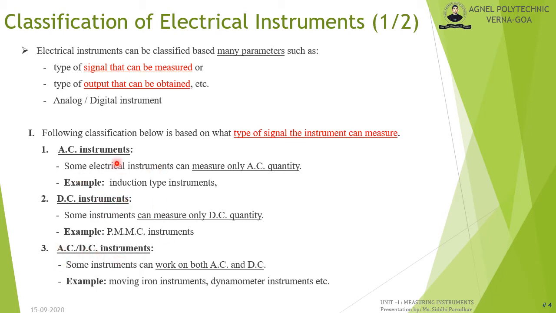In AC instruments, electrical instruments can measure only AC quantity, for example induction type instruments. In DC instruments, instruments can measure only DC quantity, for example PMMC instruments. This type of instruments we will be studying in this video. Finally, AC or DC instruments can work on both AC as well as DC quantity. Example, moving iron instruments, dynamometer, etc.